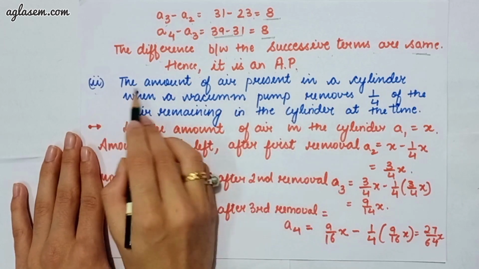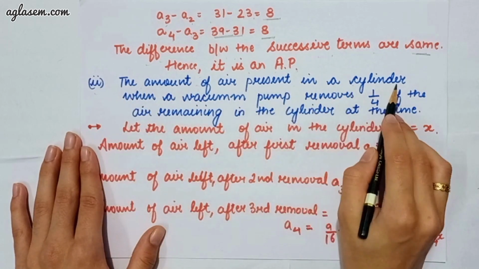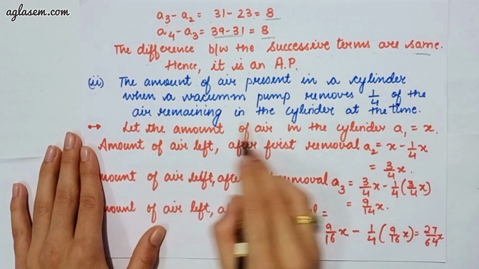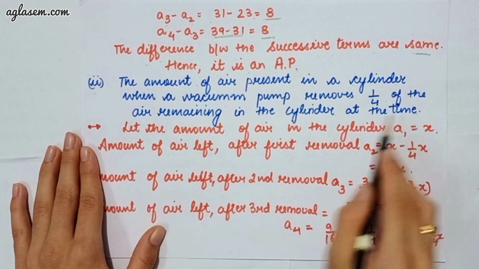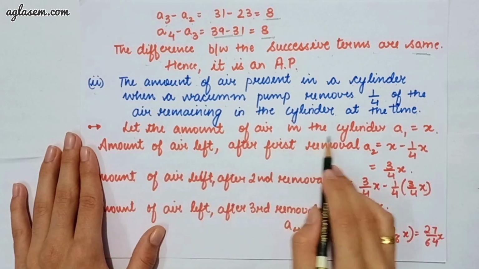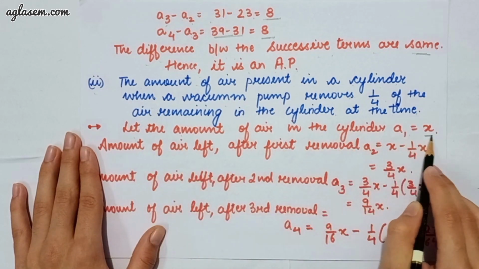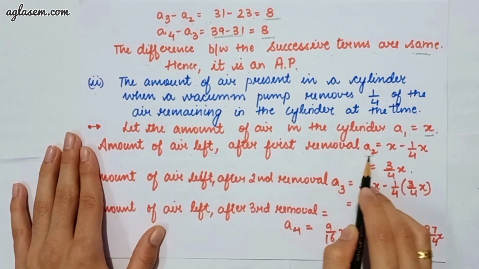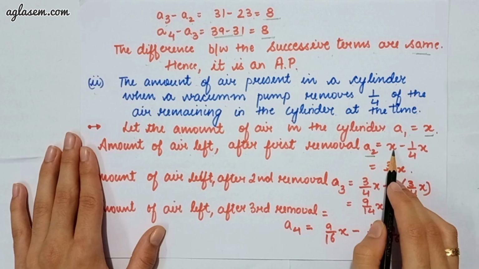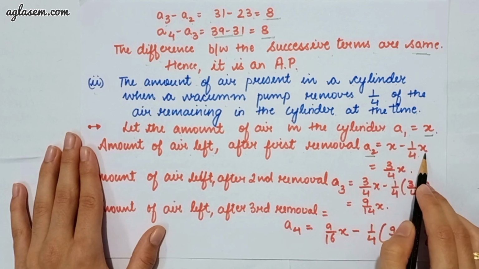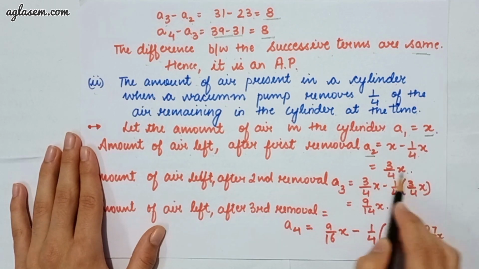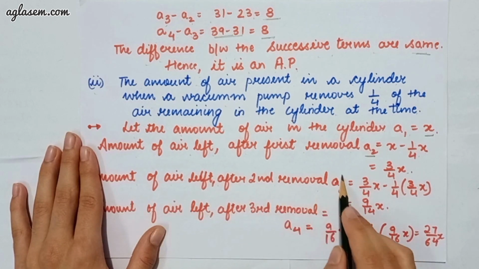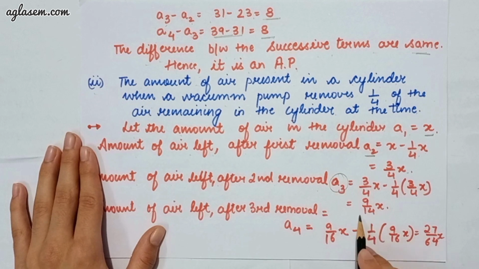Second part says the amount of air present in the cylinder when the vacuum pump removes 1/4 of the air remaining in the cylinder at a time. So here we let the amount of air in the cylinder A1 be equal to x, and the amount of air left after one removal, that is A2, is equal to x minus 1/4 x, that will give you 3/4 x.